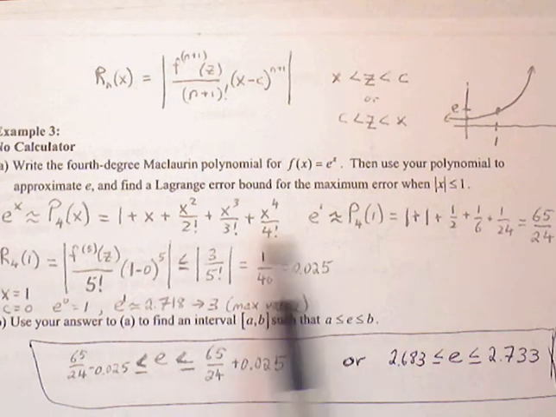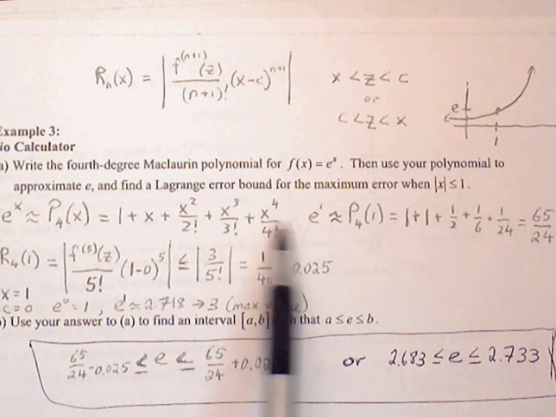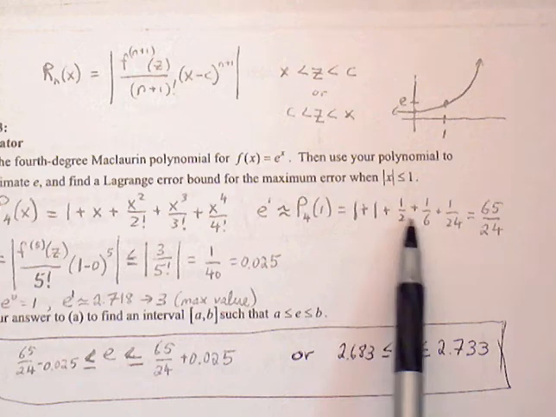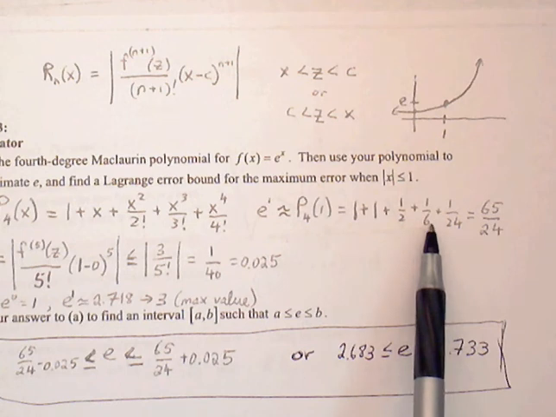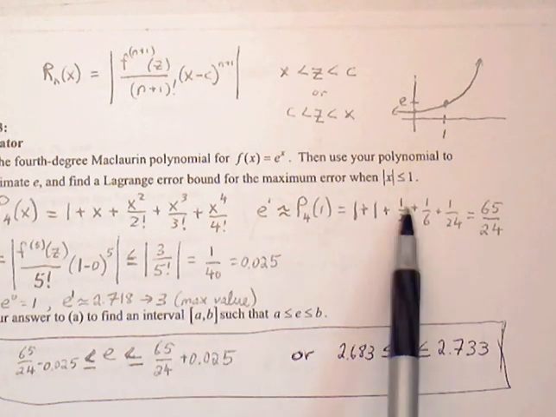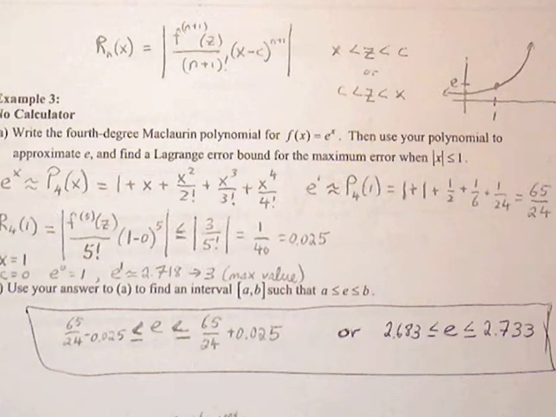We're going to replace all the x values with 1 to find the approximation using this polynomial. So all the x's get replaced with 1, so we get 1 plus 1 plus 1 half plus 1 sixth plus 1 over 24. 6 comes from the 3 factorial, and the 24 comes from the 4 factorial. We add those together, we get 65 over 24.